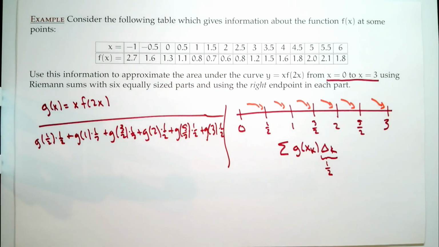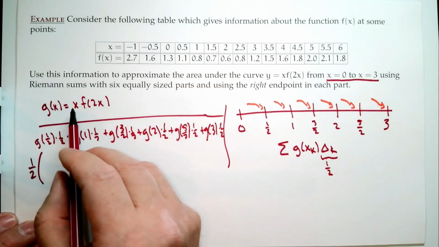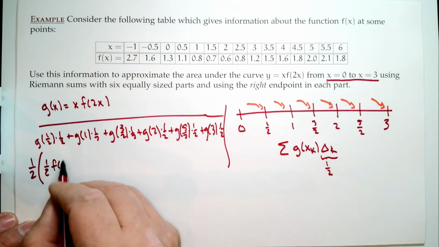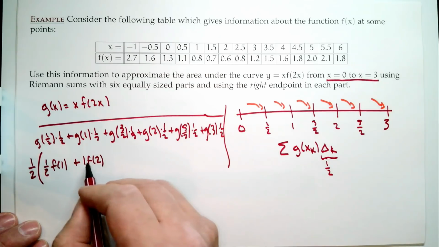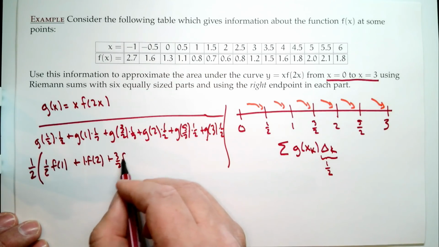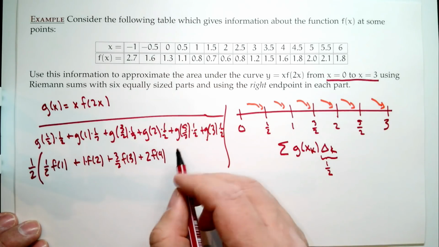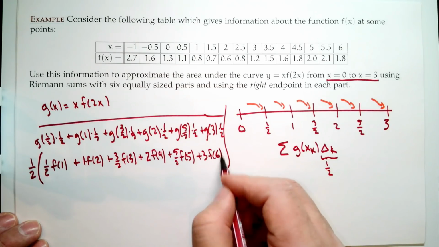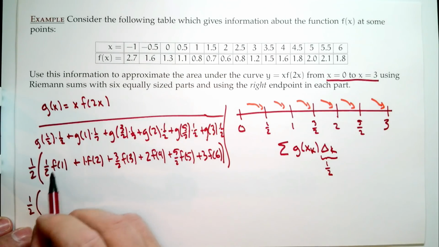All right. Well, it takes longer to write it down than to actually figure out what's going on. Everything has a half, so you can actually factor that out. And then we say, okay, so what do we do? Well, we're going to take x times f of 2x. So when I plug in a half, that's really 1 half f at 1. Plus, plug in 1, that'll be 1 times f of 2. And then 3 halves f of 3. And then it'll be 2 f of 4. Then 5 halves f of 5. And finally 3 f of 6. So we're going to have a half. That's our widths. Now we plug in the table.